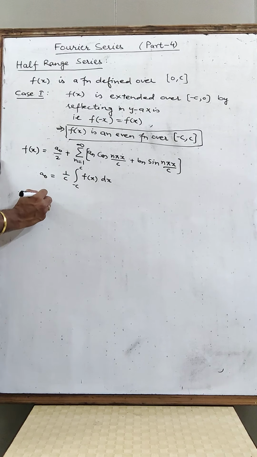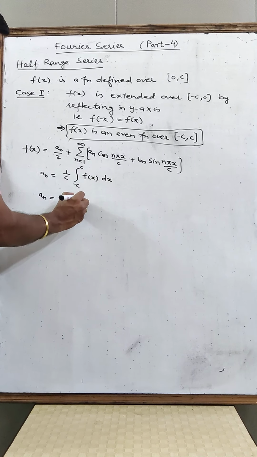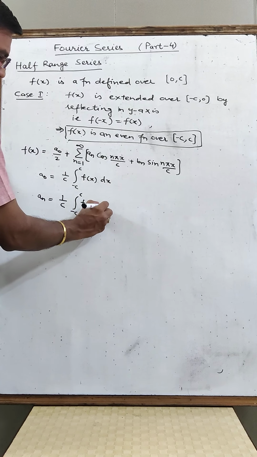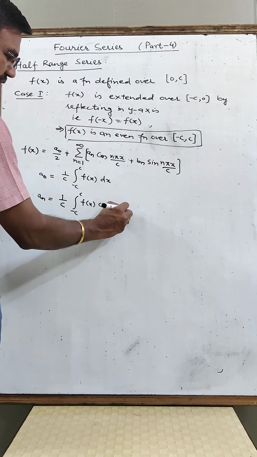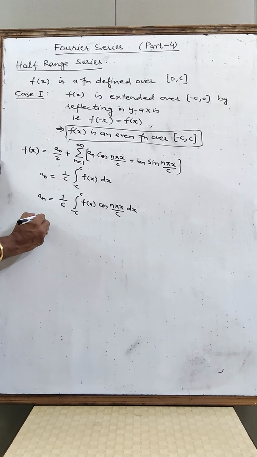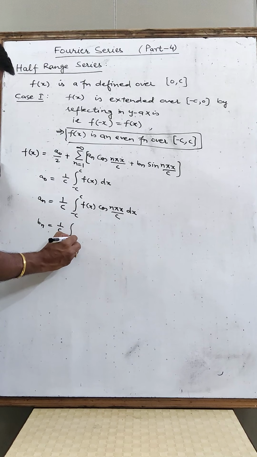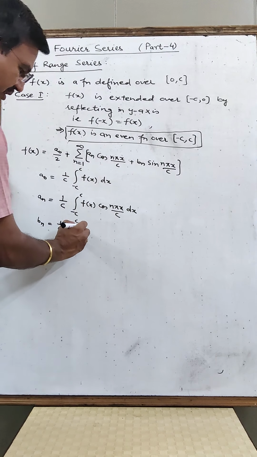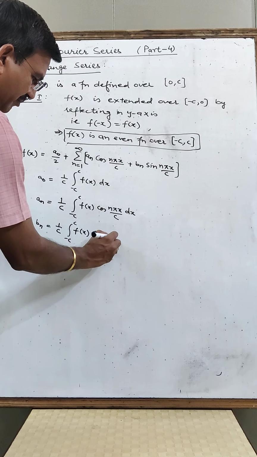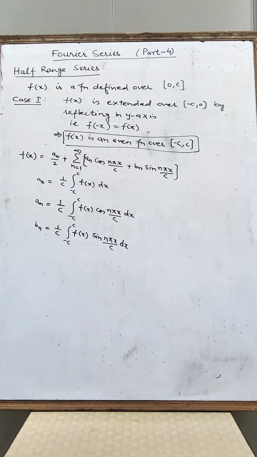What would be a_n? a_n would be 1 over c integral from minus c to c f(x) cos(n pi x over c) dx. And what would be b_n? That is 1 over c integral from minus c to c f(x) sin(n pi x over c) dx. Now students, check it out.